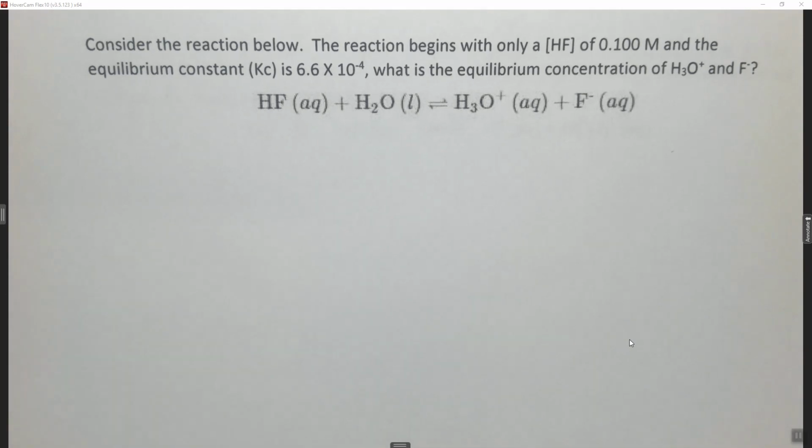So if you haven't watched the previous question, please start with that one because that is an introduction to ICE tables with actual numbers, and now we're going to have some variables in here.